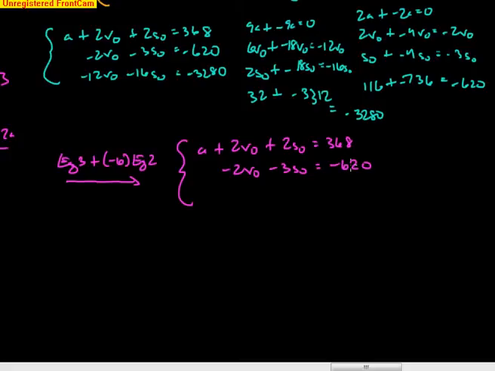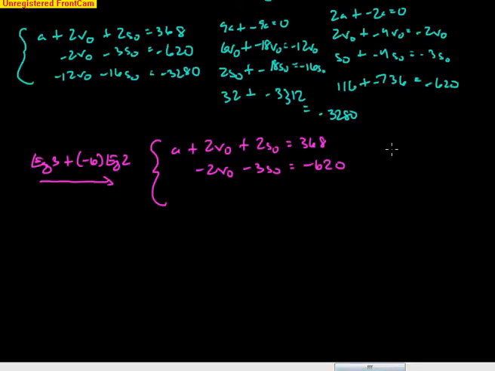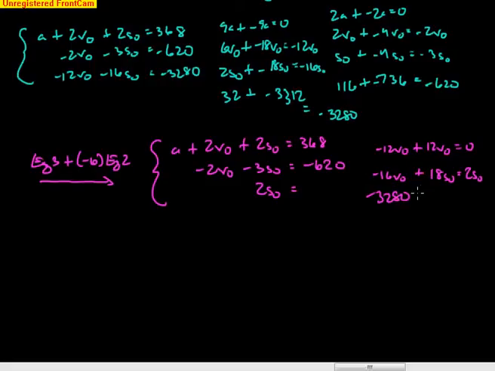And now the last equation is going to change. And I'm going to do it right over here. So we have negative 12v sub 0, and that's going to be plus 12v sub 0. That'll go away. Negative 16v sub 0 plus, and that'll become 18s sub 0. That'll be 2s sub 0's. Negative 3280 plus, and negative 6 times negative 620 comes out to be 3720. That will be a positive 440.